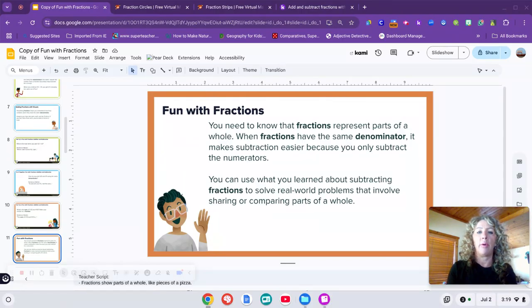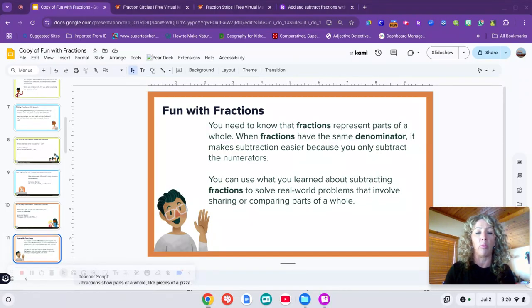Okay. So we need to do the same thing with our subtraction. With subtraction, you need to know that fractions represent parts of a whole. When fractions, again, have the same denominator, it makes subtraction easy because you only subtract the numerators. So you can use what you learned about subtracting to solve real world problems that involve sharing and comparing parts of a whole.